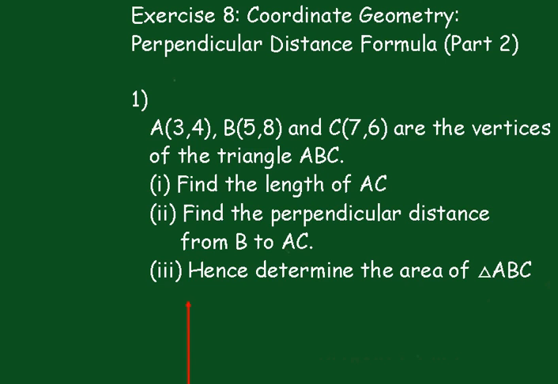Exercise 8, perpendicular distance formula, part 2. Number 1. A (3, 4), B (5, 8), and C (7, 6) are the vertices of the triangle ABC. We have to find the length of AC, find the perpendicular distance from B to AC, and hence determine the area of the triangle ABC. I pause the video.